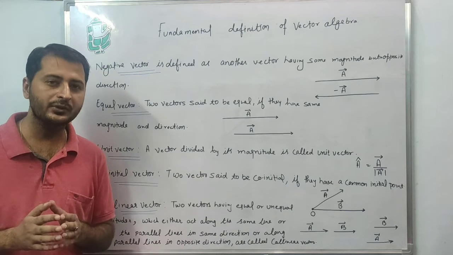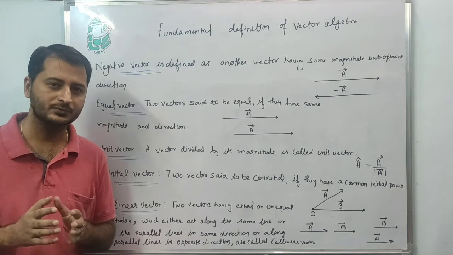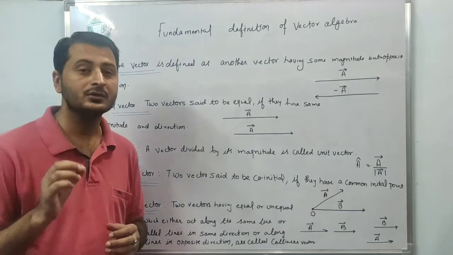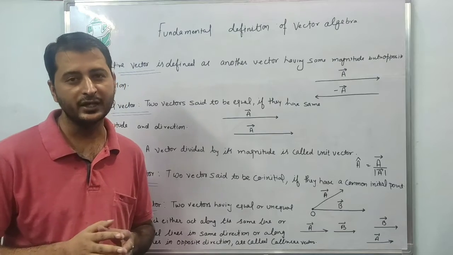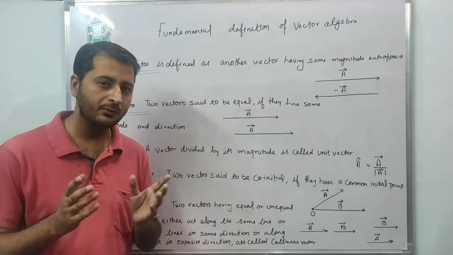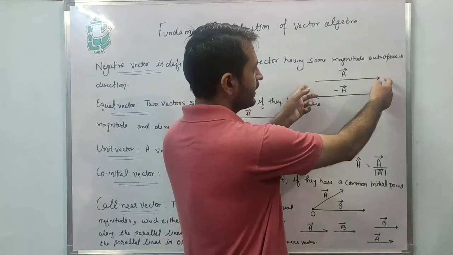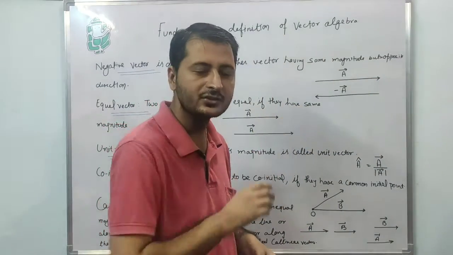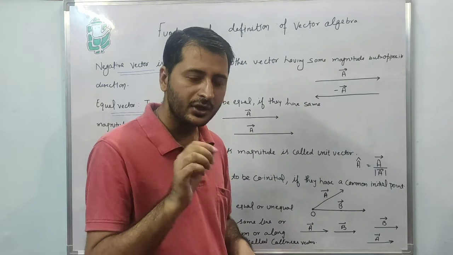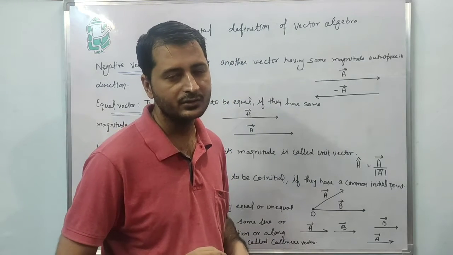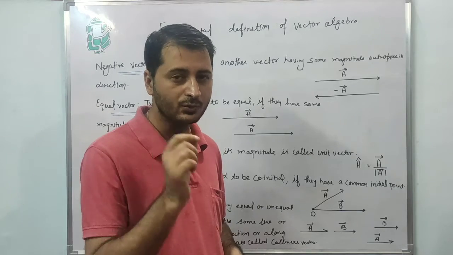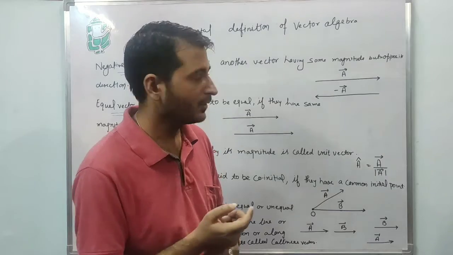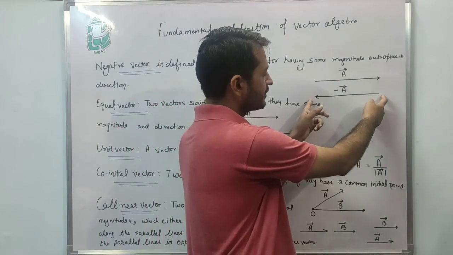Two vectors are said to be negative vectors if they have the same magnitude but different or opposite direction. Assume we have a vector having a magnitude a and direction along the x-axis. At the same time we have another vector having an equal magnitude but the direction is opposite. That vector is represented like this.